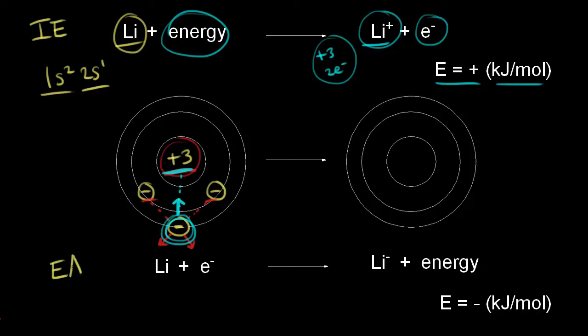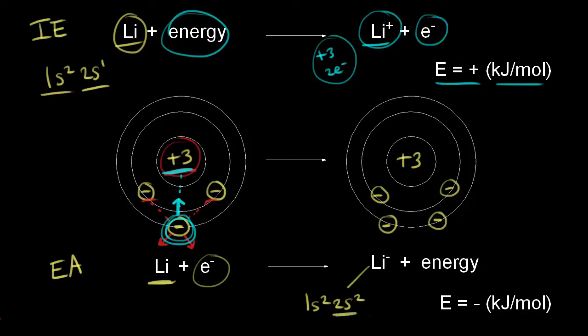In electron affinity, let's say we're starting with our neutral lithium atom again, but this time, instead of taking an electron away, we are adding an electron. So we would add an electron to the 2s orbital. We started off with 3 electrons in the neutral lithium atom, and we're adding 1 more. So the electron configuration for the lithium ion would be 1s2, 2s2. Still 3 positive charges in the nucleus, 2 electrons in the 1s orbital, but now we have 4 electrons total, 2 in the 2s orbital.